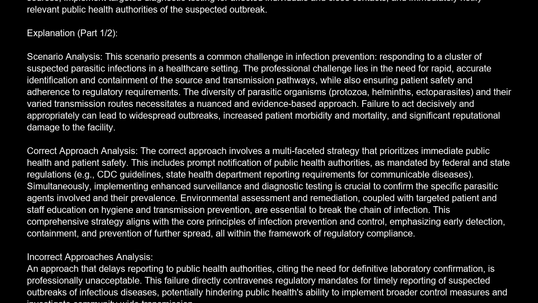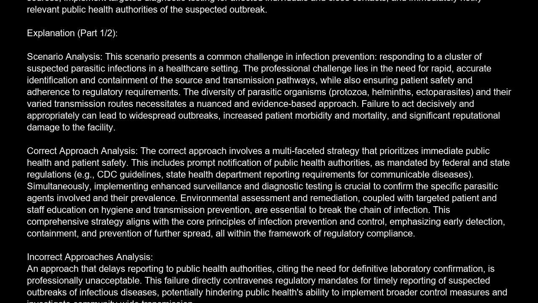The correct answer is C. Initiate enhanced surveillance for parasitic infections, conduct thorough environmental assessments to identify potential sources, implement targeted diagnostic testing for affected individuals and close contacts, and immediately notify relevant public health authorities of the suspected outbreak.